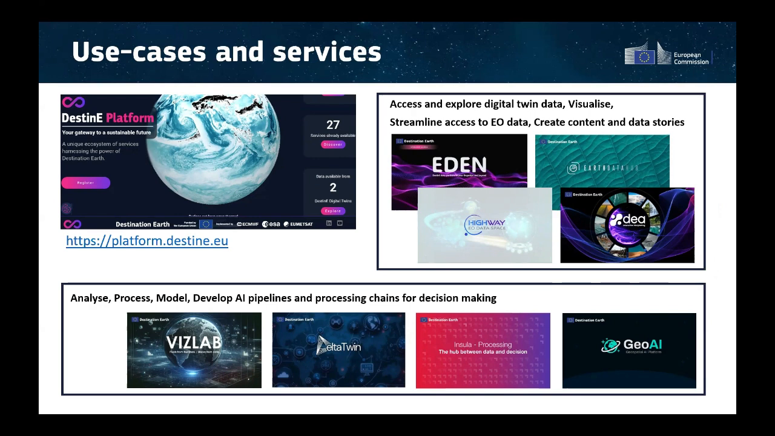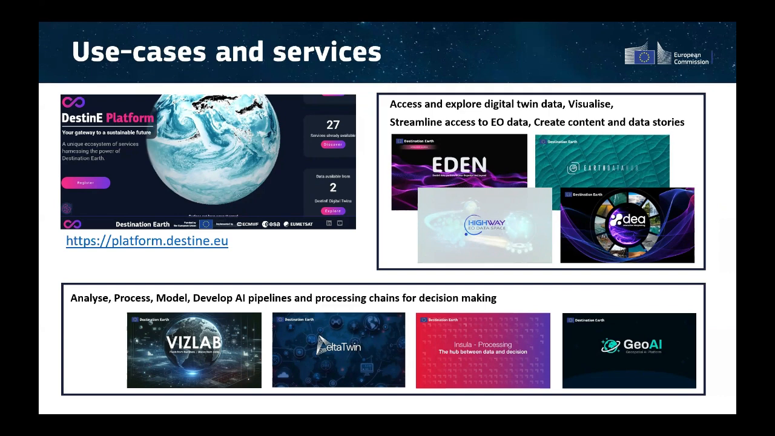What you have to know is that you have a very easy entry point. You have the URL here. This is the way to explore Destination Earth. If you go there and register, you will see it's easy. Then you have various kinds of services already available. The first one is to check what kind of data you have. For instance, I know that many people here are coming from Earth observation.